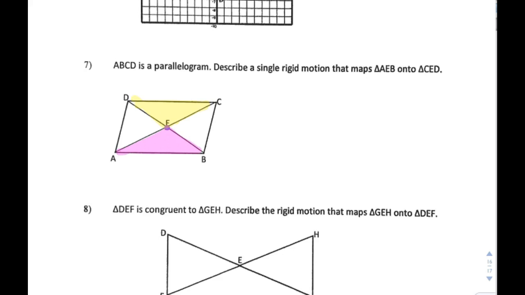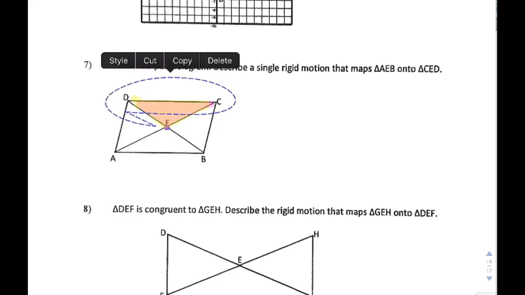This problem wants us to map AEB, which I outlined in pink, onto triangle CED. Now you see that I have a purple dot on the middle point there, which is point E. It looks like an F, but it's really an E. What I'm going to do is rotate the pink one about point E. We can't say 180 degrees because we don't have a grid, but we can say such that A maps onto C or such that B maps onto D. So the entire phrase that you need to write down is you're going to rotate triangle AEB about E such that A maps onto C or B maps onto D.